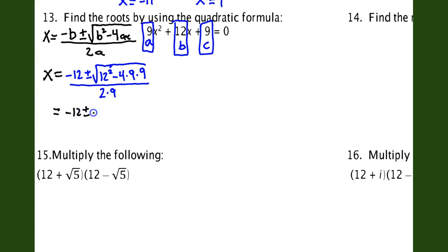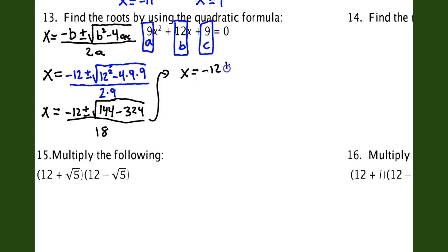So we'll have negative 12 plus or minus the square root of 12 squared, which is 144, minus 4 times 9 times 9, which is 324, all divided by 18. Right, so we end up with, it looks like, some imaginary numbers, and I can tell that because of the square root being a negative value. So this will come out to negative, looks like 180, right? Square roots of negatives always mean imaginary values. So we'll get over 18.